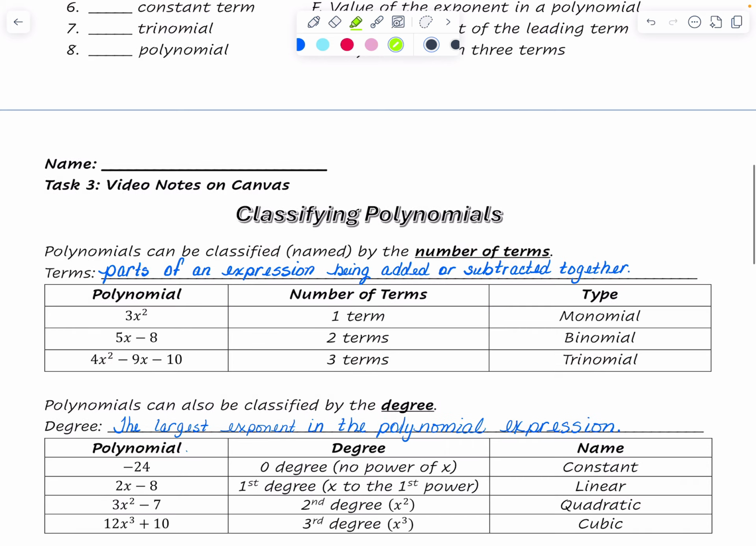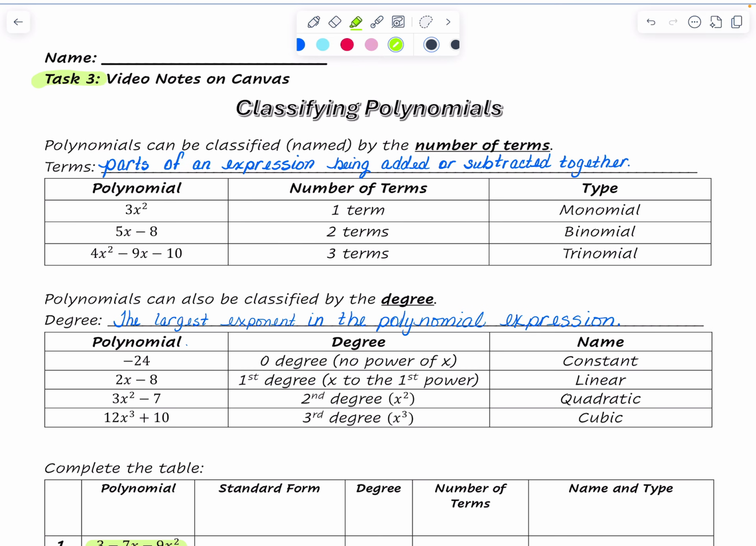And now we are on task 3. So that's where you should be watching this video. And let's go ahead and talk about classifying polynomials. Polynomials can be classified by the number of terms.